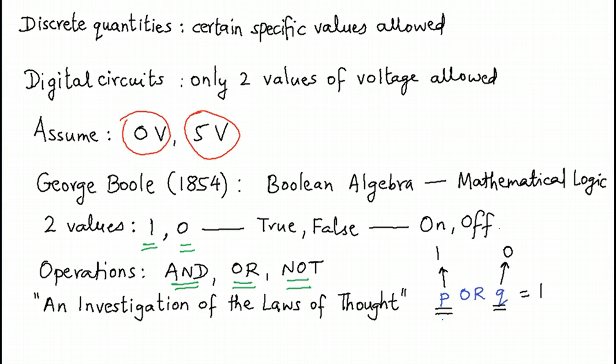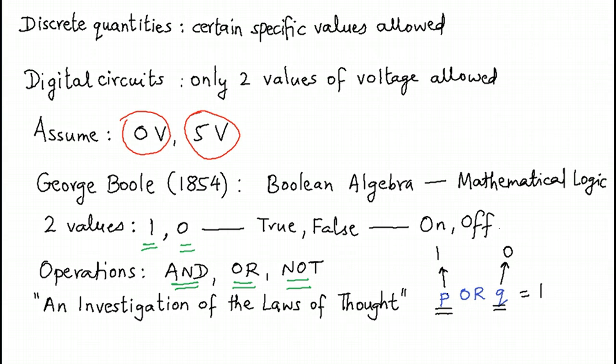Note that some people, instead of the symbols 1 and 0, use the symbols true and false. So they would say that when P is true and when Q is false, the Boolean expression P or Q yields an answer of true.